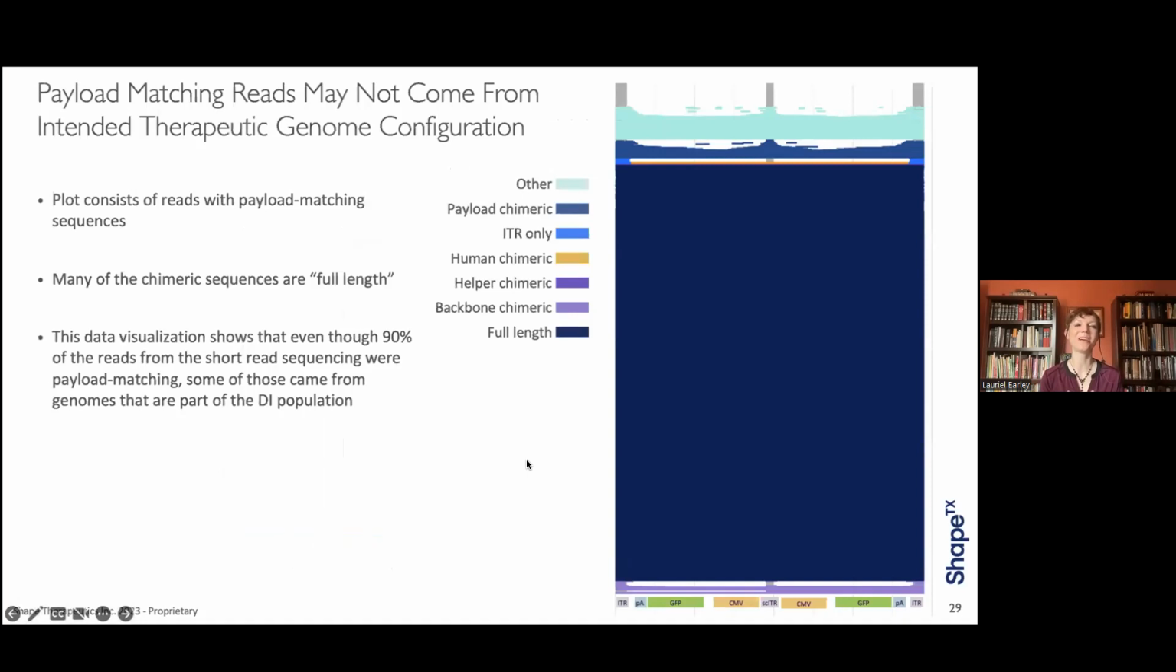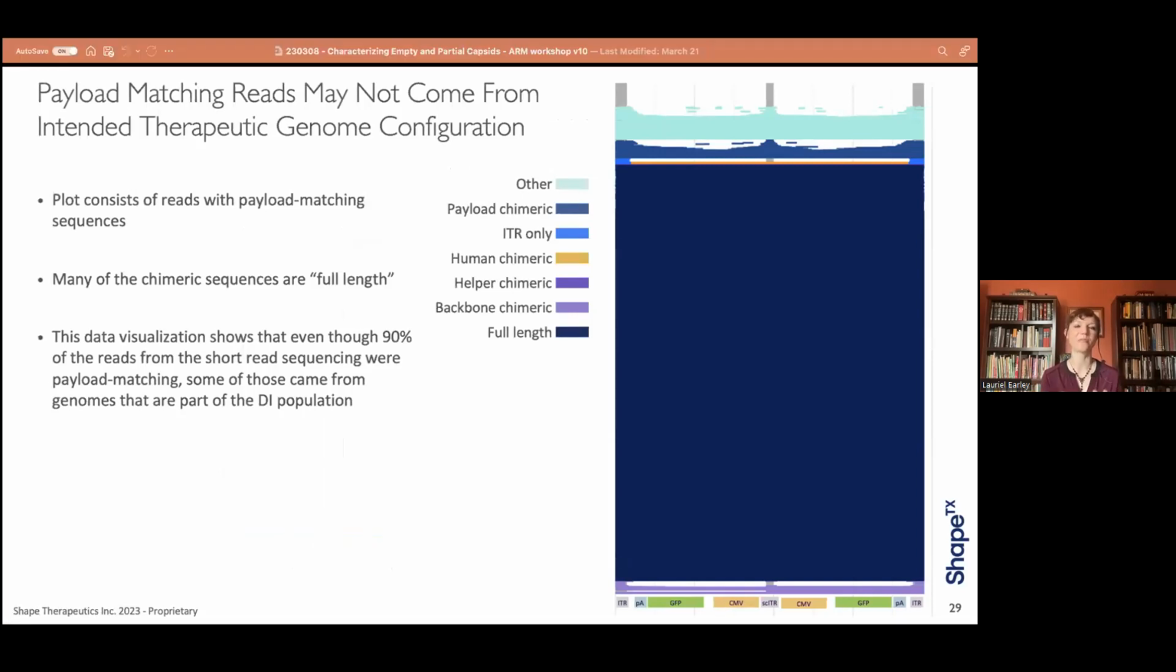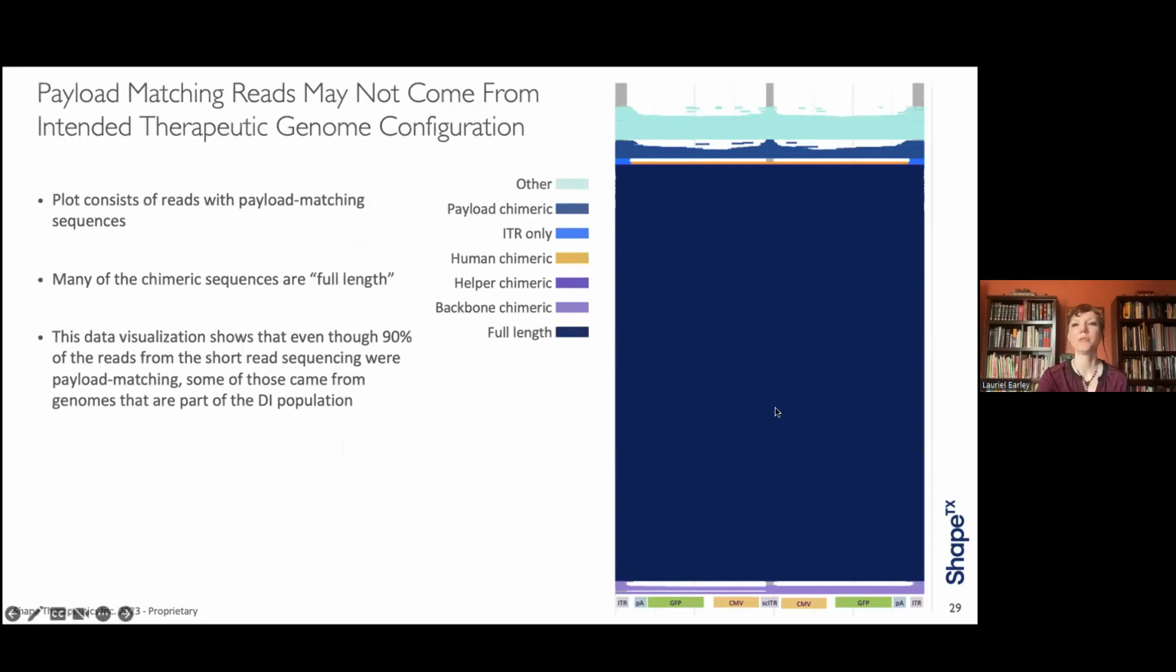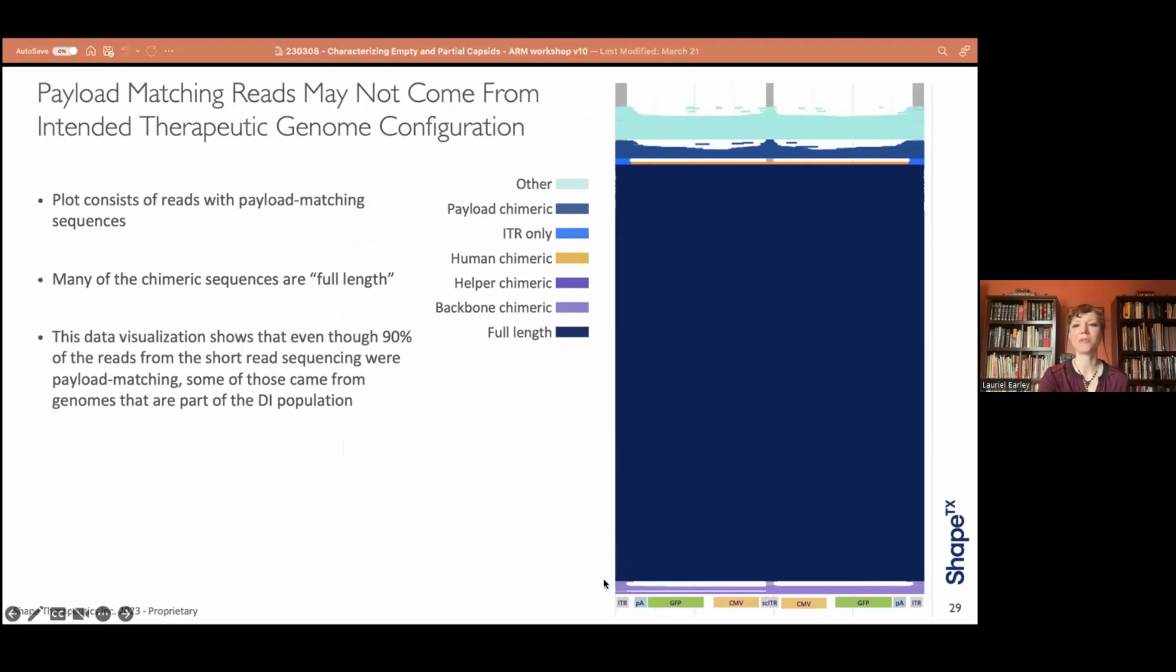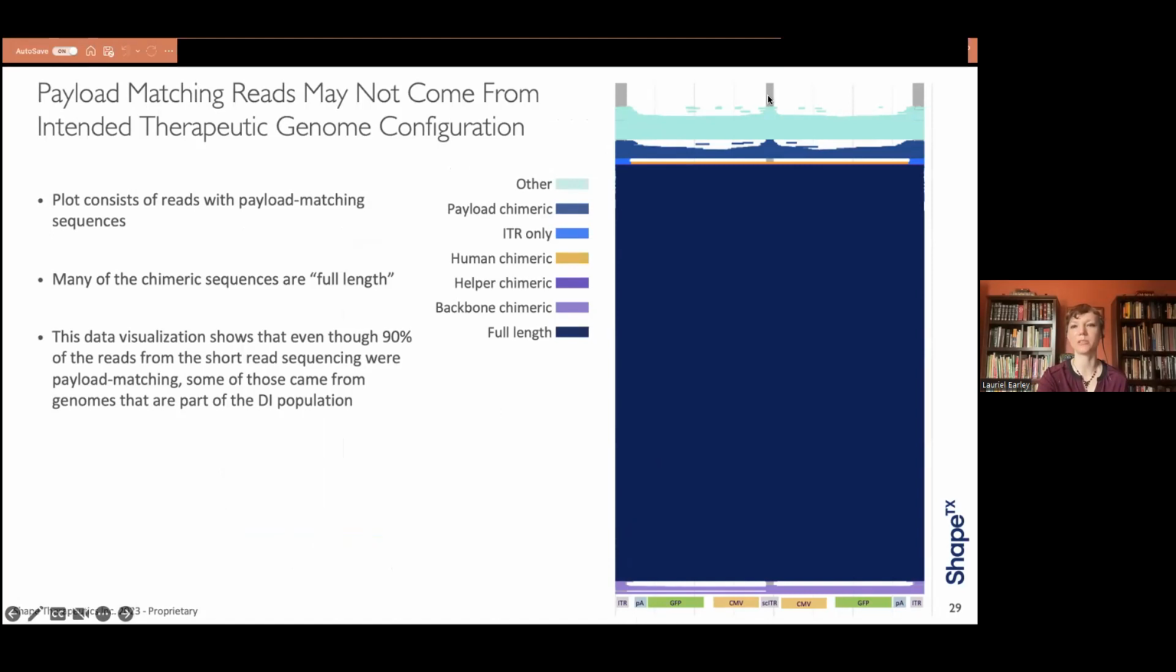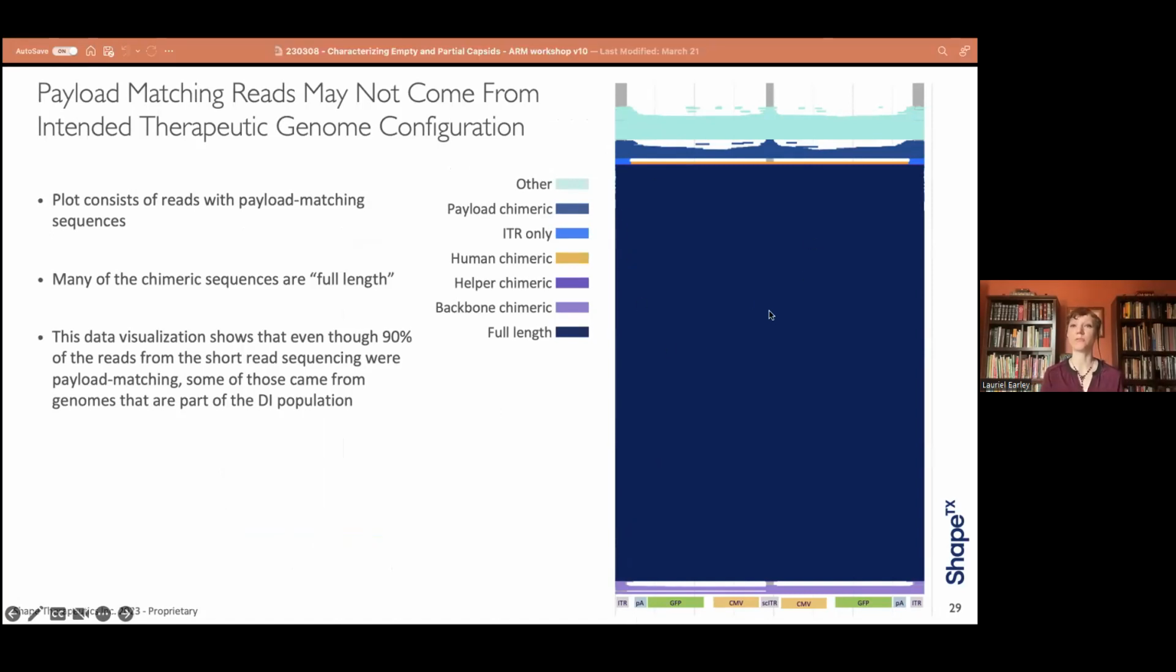So our payload matching reads may not actually come from the intended therapeutic genome configuration. And you can see that in our summary plot here. Here we've taken every individual genome and we've lined it up against our reference map so that the ITRs are on the ends here with the self-complementary ITR in the middle. The dark blue is our full-length payload, which represents the majority of our reads.